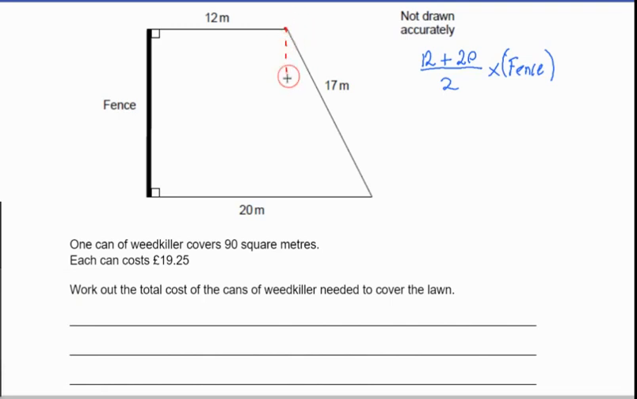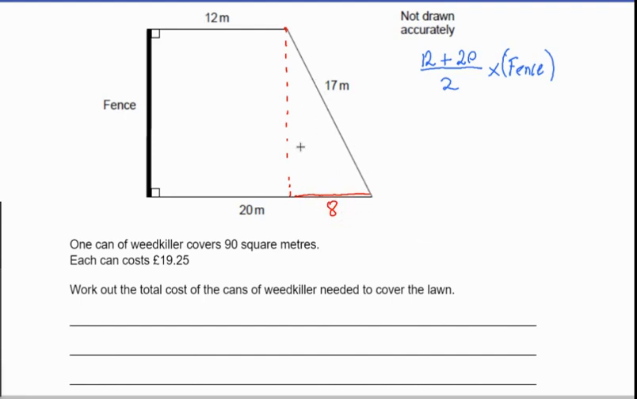If I just made the length here, this red line still represents the length of the fence, and I make a little triangle. What's this length going to be here? Well, if I know the entire length along the bottom is 20, and this length along the top is 12, that means this is going to have to be 8.